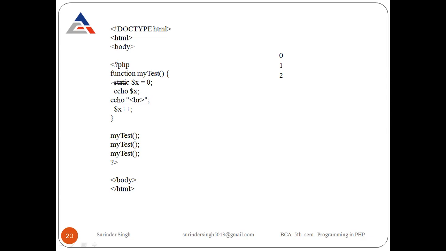Suppose there is no static keyword. Without the static keyword, what happens? I will show you. This is a function and these are the function calls. When we call it the first time, x will be created and assigned the value 0. Then we print x, it will print 0.